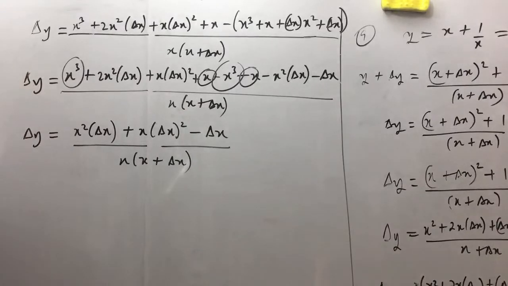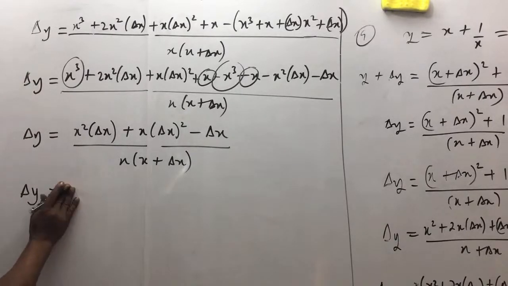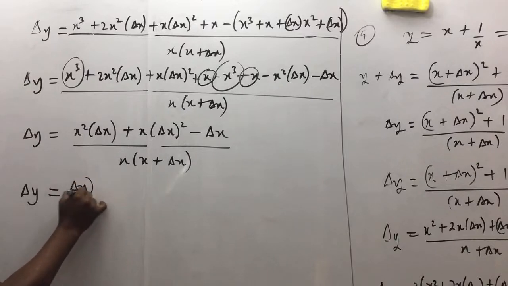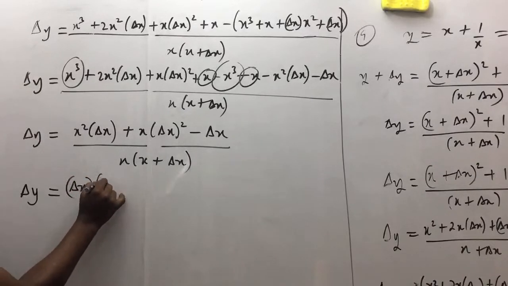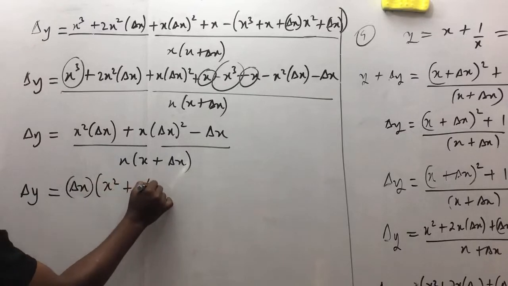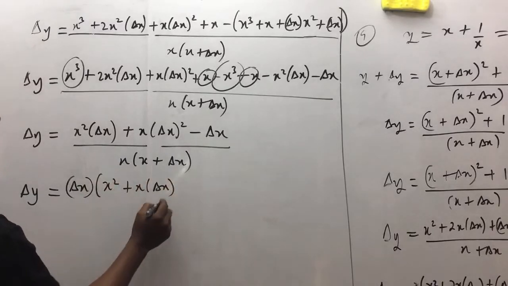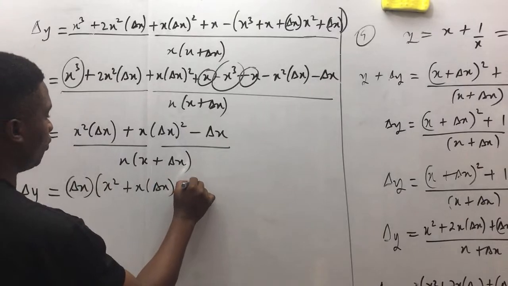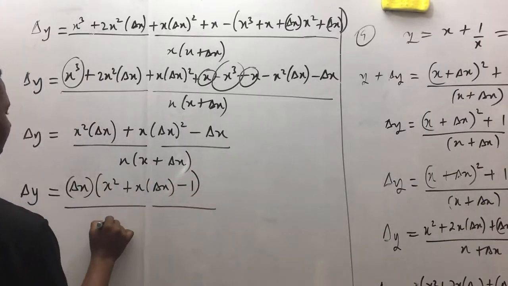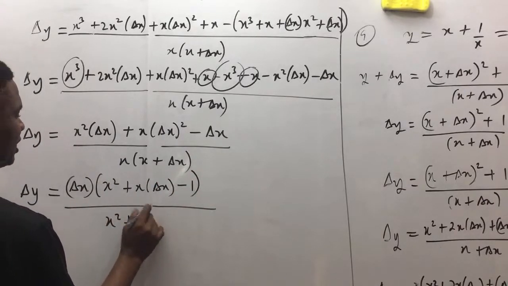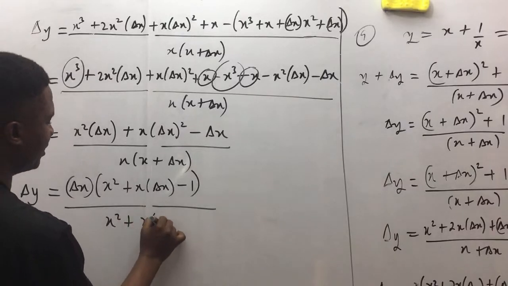Now at this point in time, we could go a step further by bringing out changing x, which is common to every term in the numerator, and that will give us x squared plus x changing x plus or minus 1 all over x squared plus x changing x when you expand the denominator.